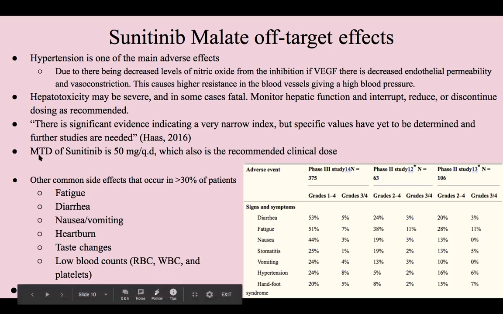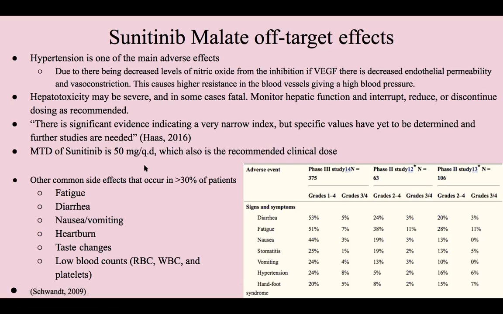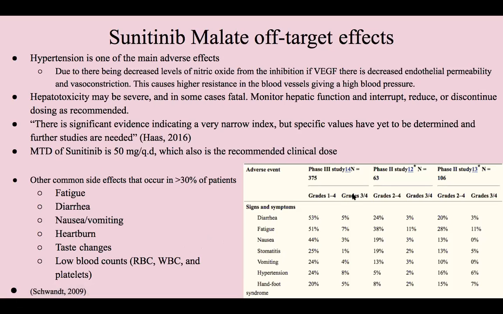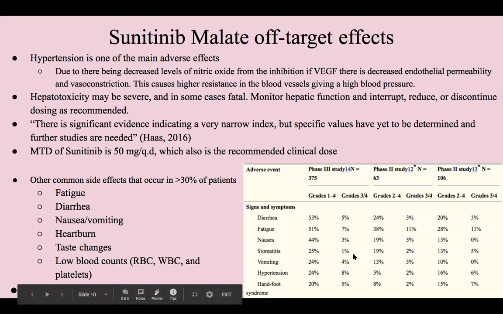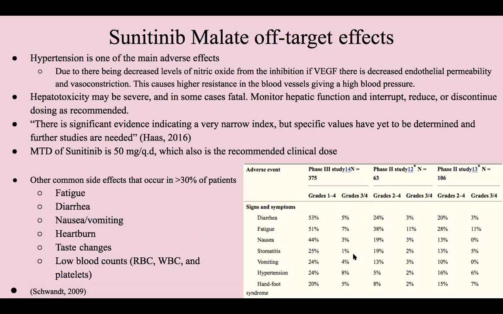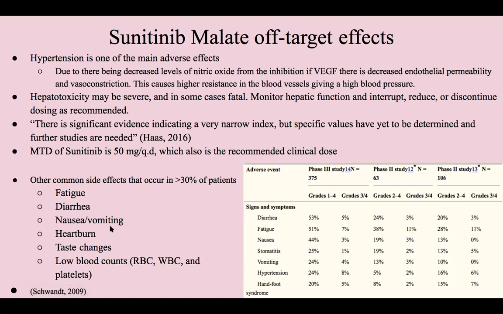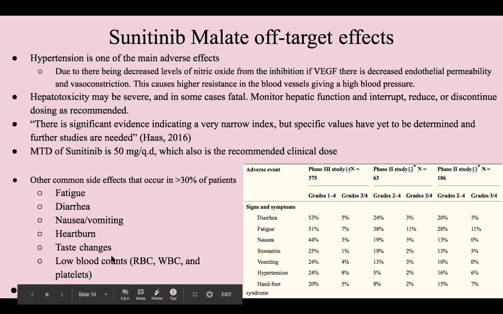MTD means maximum tolerated dose, and in this case, it's 50 milligrams per day per cycle of therapy, as discussed in the previous slide. And also, as discussed in class, the side effects are placed into categories or grades based on severity, with grades 3 and 4 being the most severe and unbearable, usually requiring hospitalization, and grades 1 and 2 being bearable, definitely not pleasant, but not as severe. The most common side effects, which occur in 30% of the patients, are fatigue, diarrhea, nausea, vomiting, heartburn, and taste changes.